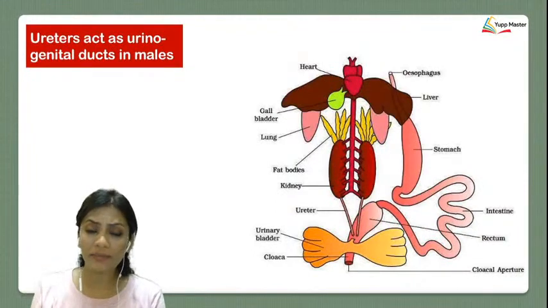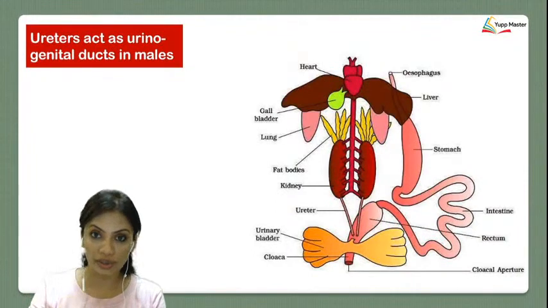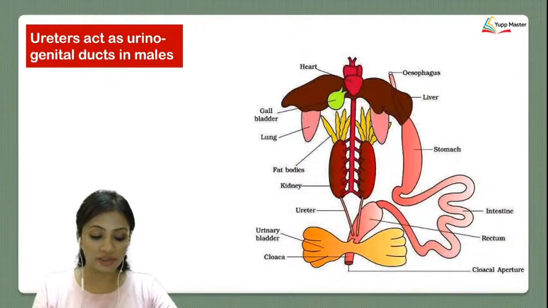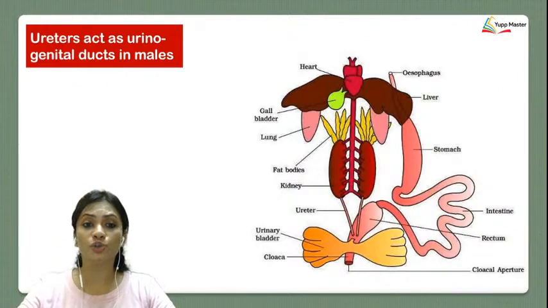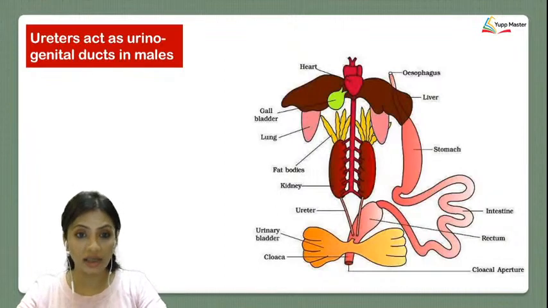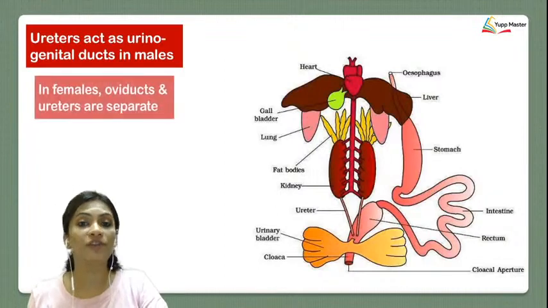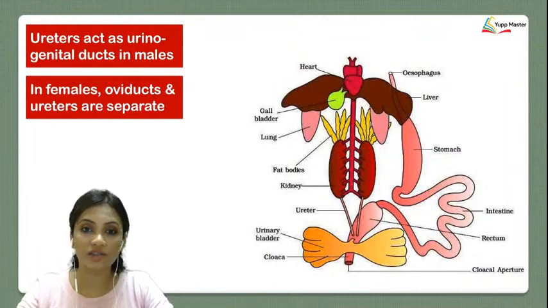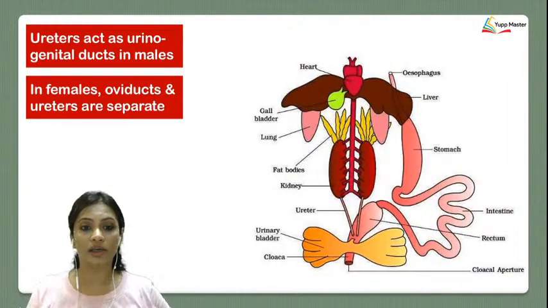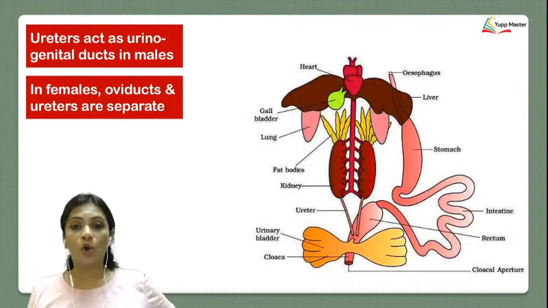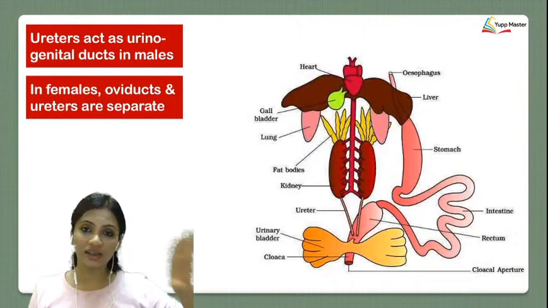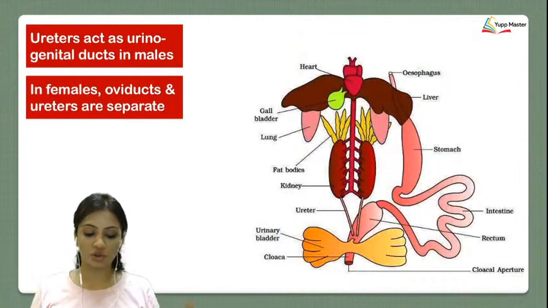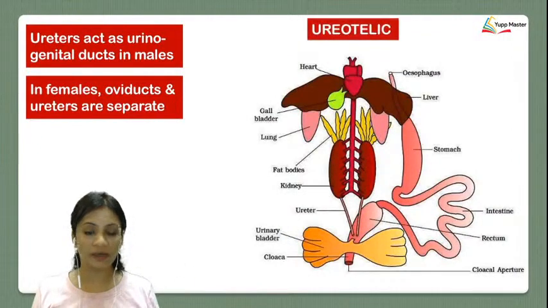Why? Because they are going to be carrying both urine as well as semen, means the fluid which contains sperms. So ureters act as urinogenital ducts in males, but in the case of the female frogs, not at all. In female frogs, the ureters are restricted to carrying only and only urine. So here the oviducts, means the whole genital region, the fallopian tubes like you have, are separate from the ureters, so they don't have any sort of involvement.